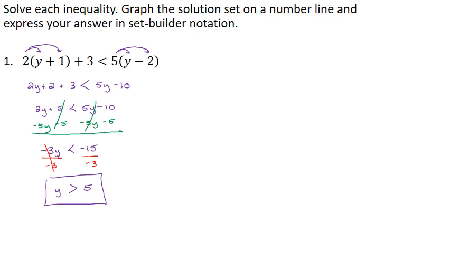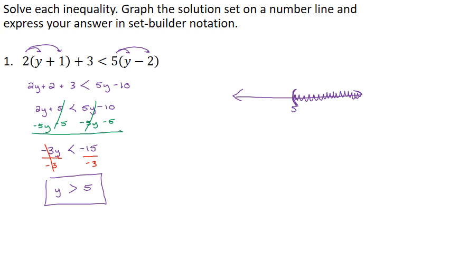But if you want to express this in a number line or graph notation, I'm going to take the 5. You can plot it wherever you want to on your graph. I want everything greater than 5, which is everything in this direction to the right. And since there's not an equal sign, I have to use a parentheses to express my graph.